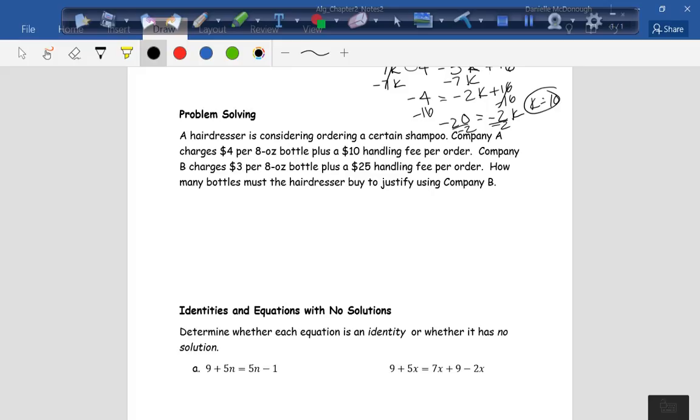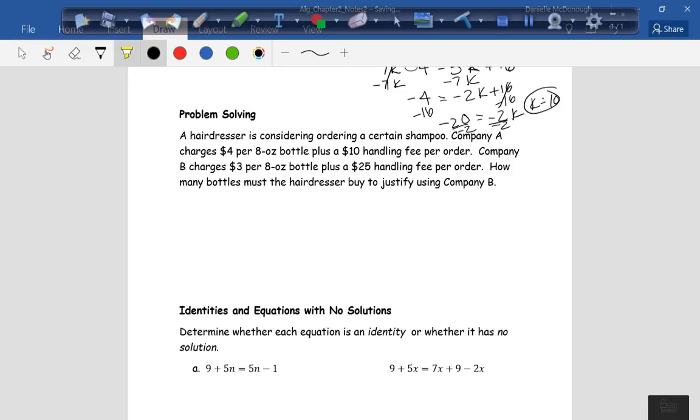So here's an example. It says, a hairdresser is considering ordering a certain shampoo. Company A charges $4 per 8-ounce bottle plus a $10 handling fee per order. Company B charges $3 per 8-ounce bottle and a $25 handling fee per order. How many bottles must the hairdresser buy to justify using Company B?